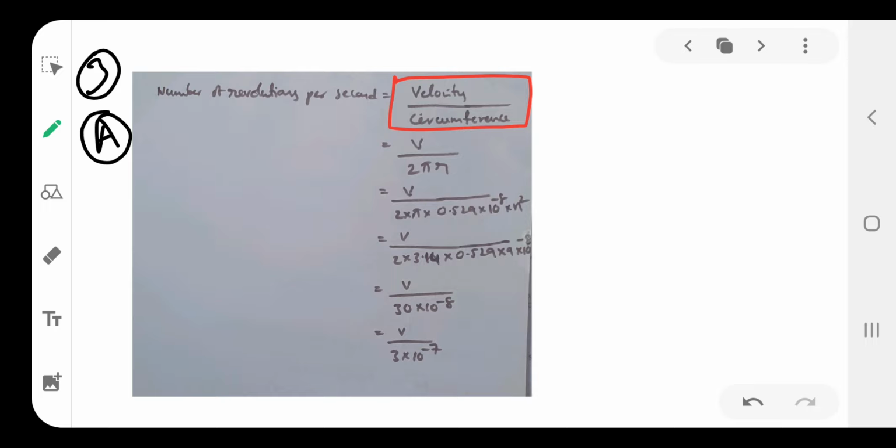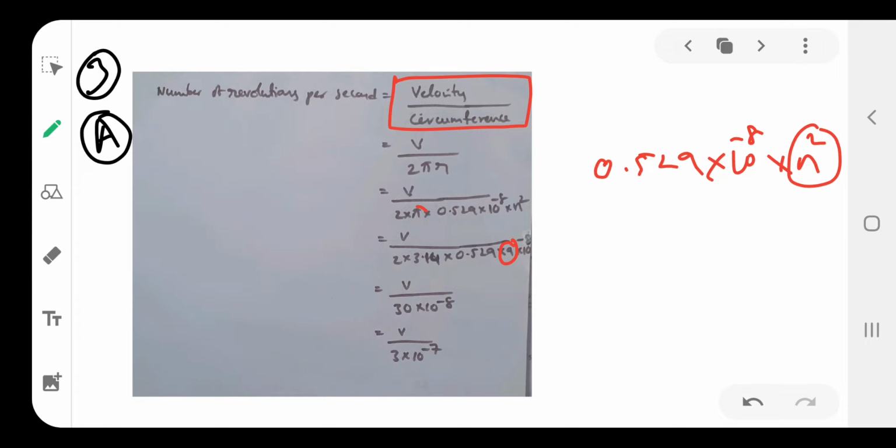Here the velocity given is v centimeter per second, divided by 2 pi r, the circumference. Here r is the radius of the third orbit, 0.529 into 10 power minus 8 into n square centimeters. Here n square is for the third Bohr orbit, so you have to write 3 square, which is 9. So the radius of the third Bohr orbit is 0.529 into 9 into 10 power minus 8 centimeters.